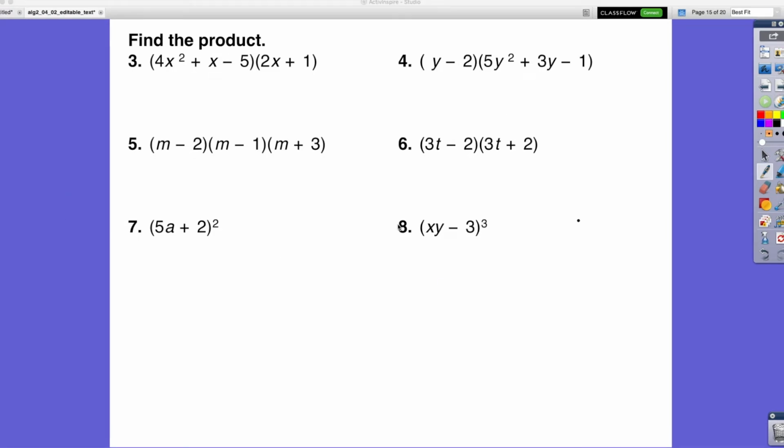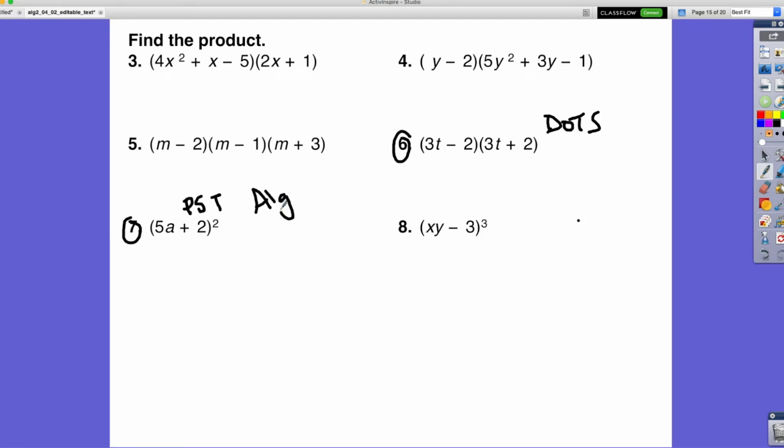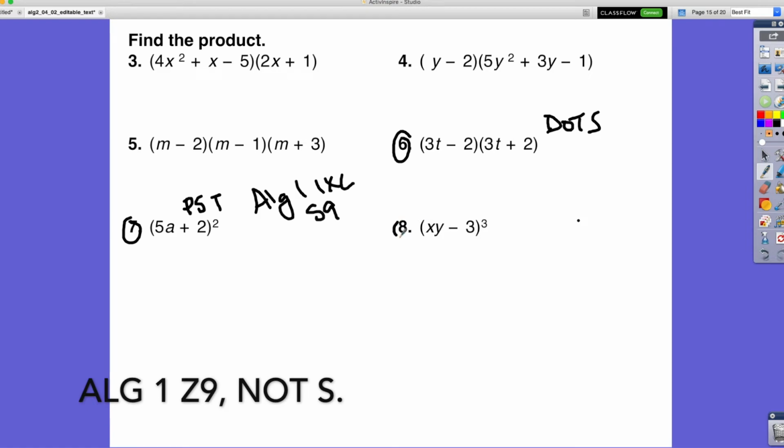Okay, number 6 and 7 we did off camera, but I wanted you to know that these are special products. This is a difference of two squares problem. This is a perfect square trinomial, and if you want practice, you can do Algebra 1, IXL, S9. We're going to move on to number 8.